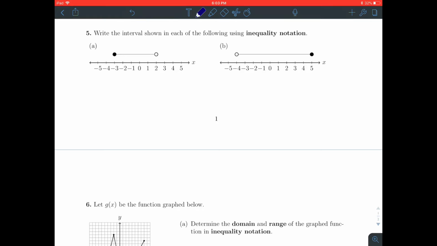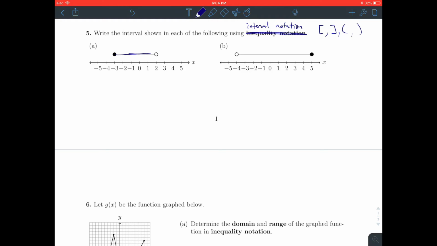For number 5, write the interval shown in each of the following problems using inequality notation. On your problem set, I actually changed this. Didn't get a chance to change it on mine, but it's supposed to say interval notation. So interval notation is the one that uses different kinds of parentheses in order to indicate the interval.